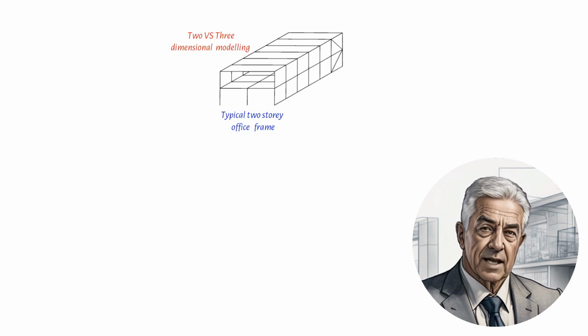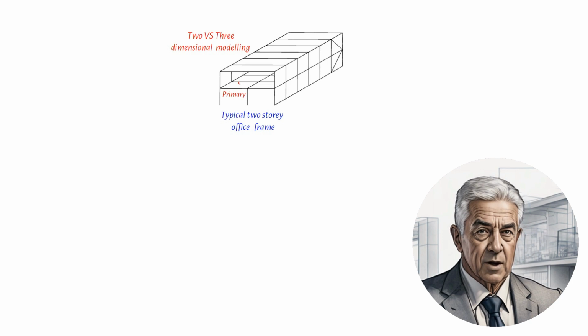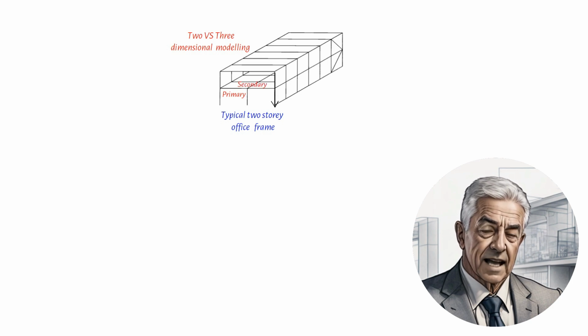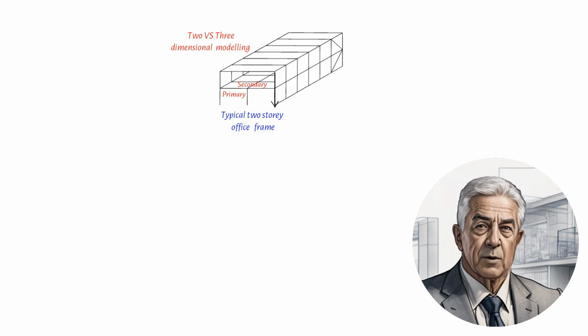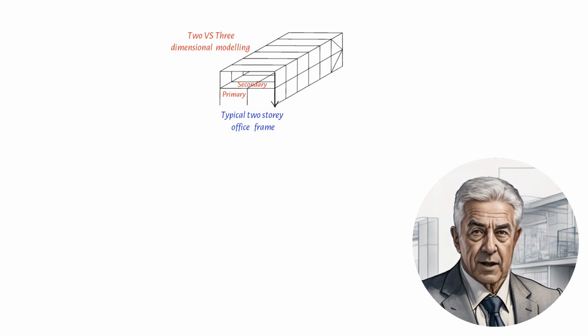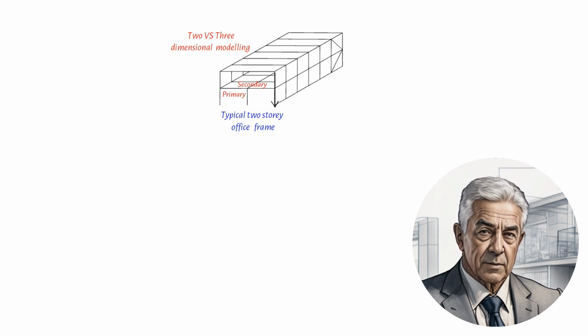When designing a building structure, the first step is to identify the primary and secondary structural elements that transfer loads to the foundation and any constraints on the building's form. This is a critical step because it sets the foundation for the entire design process.